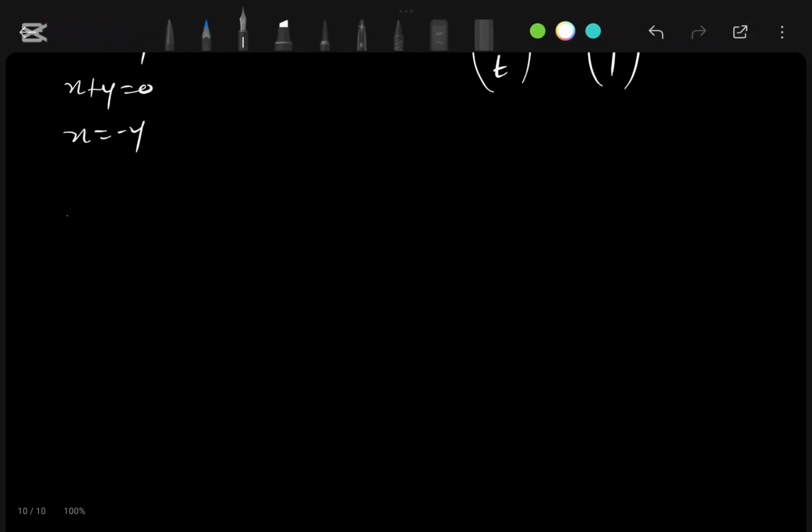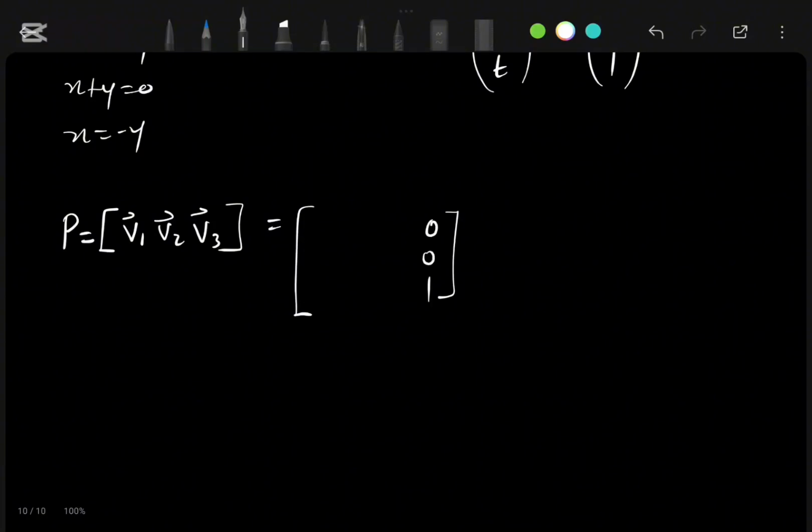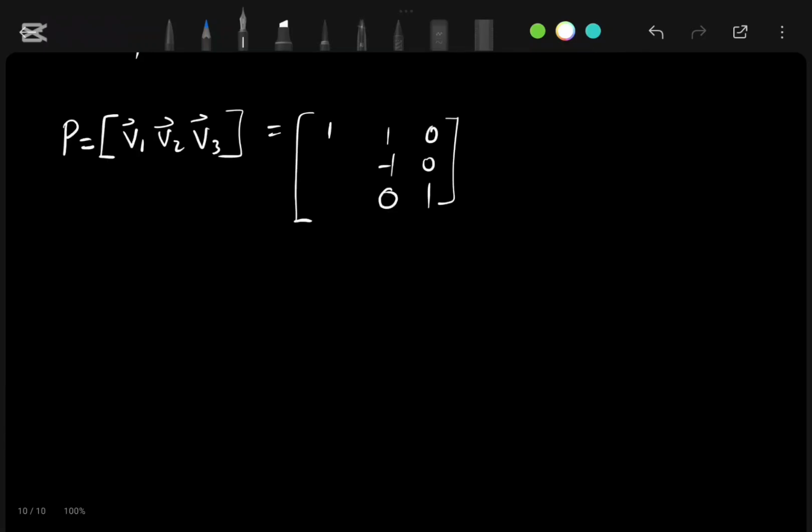Now to write down our P, we know that P is just a matrix containing the eigenvectors. So we have v1, v2, and v3, which is given by v3, which is (0, 0, 1), and our v2 was given by (1, minus 1, 0). Our v1 is given by (1, 0, 0).